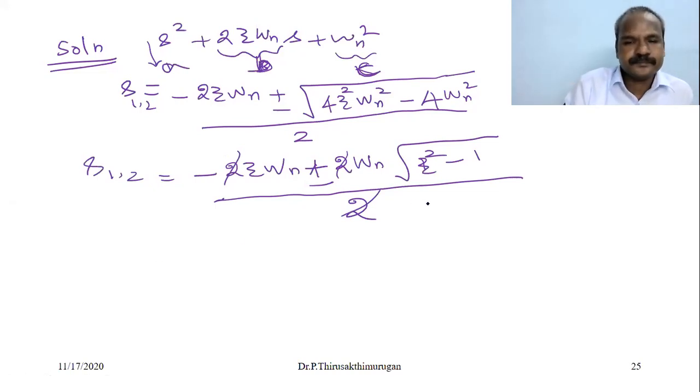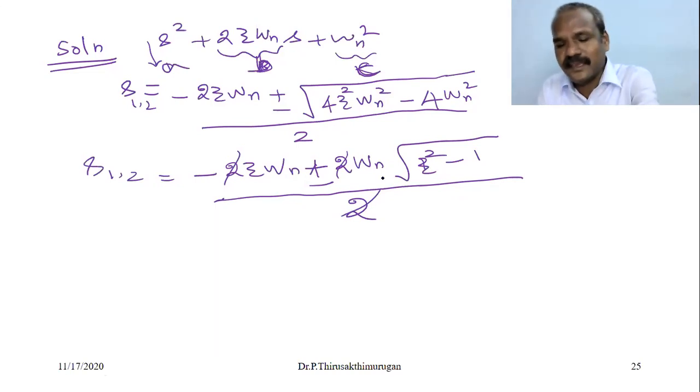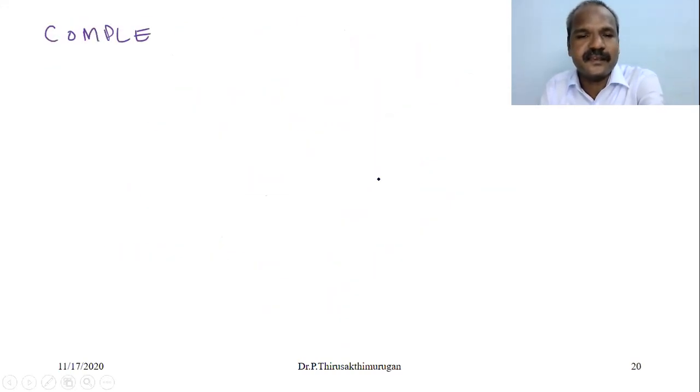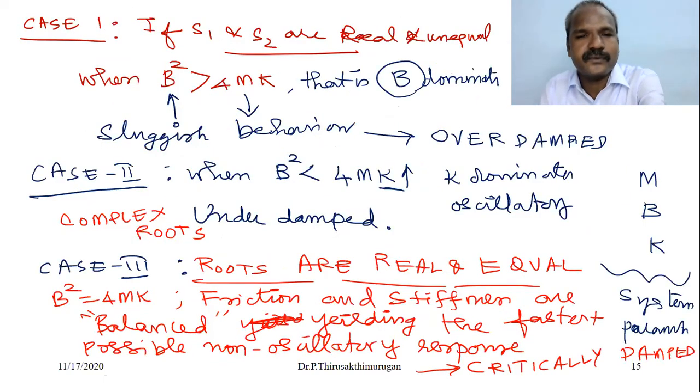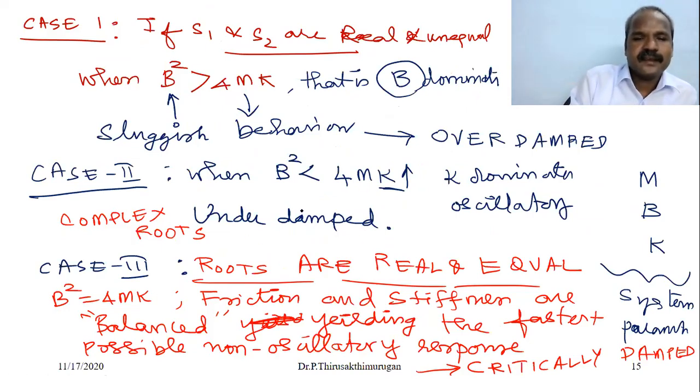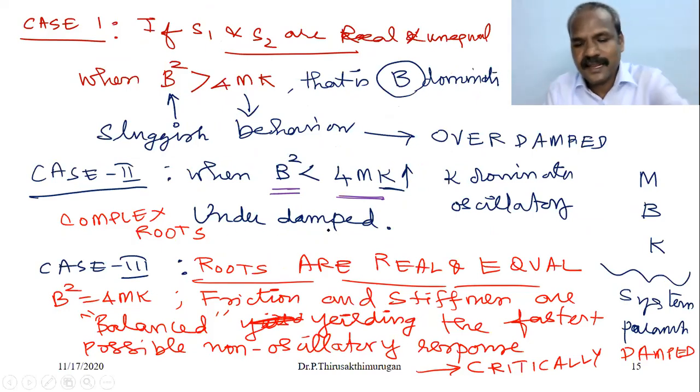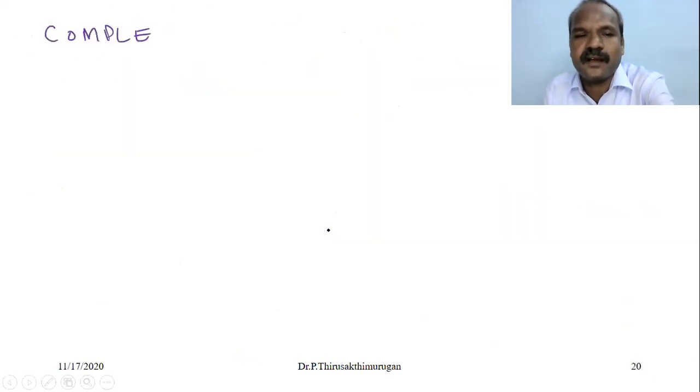So here, as we see in the discussion, when b square is lesser than 4mk, this is underdamped. Underdamped means complex roots, right? Complex roots.